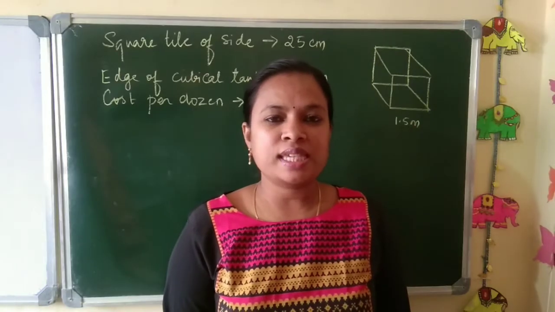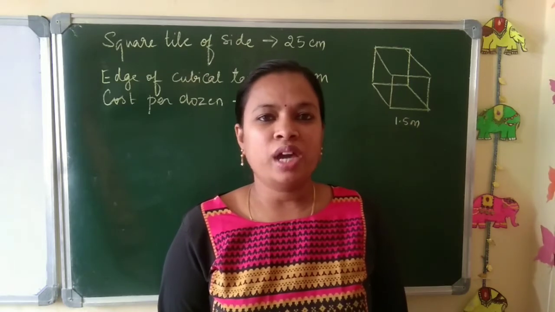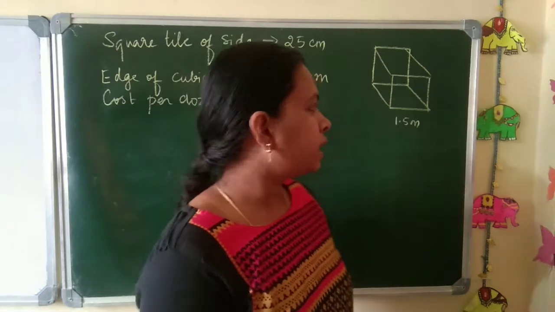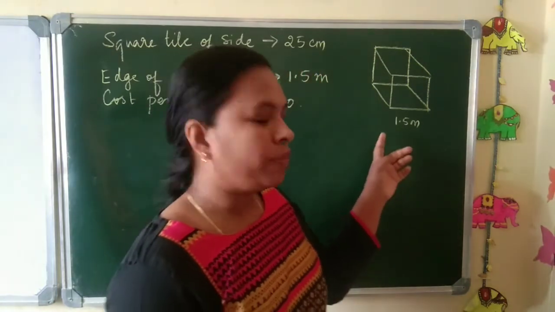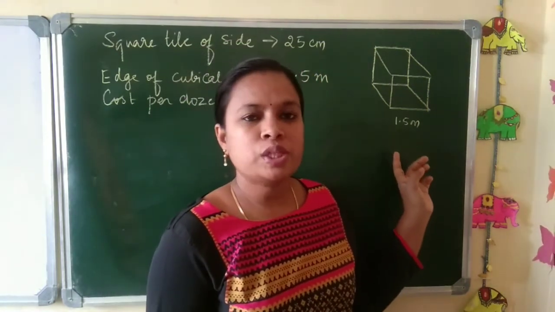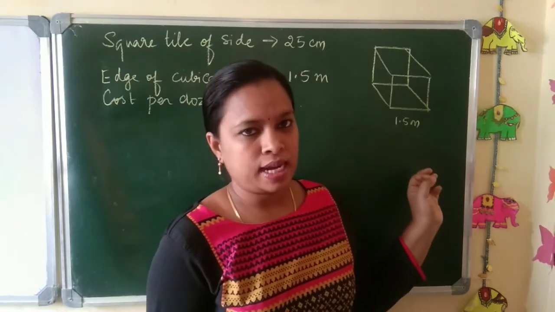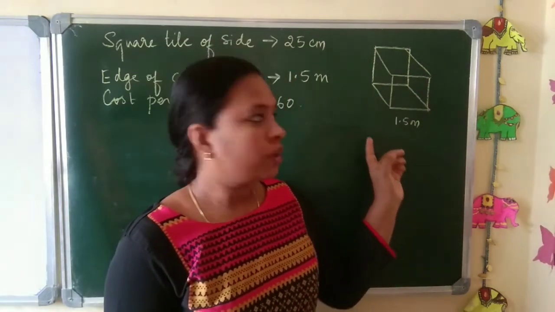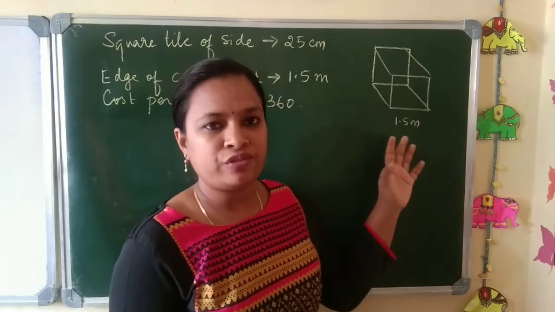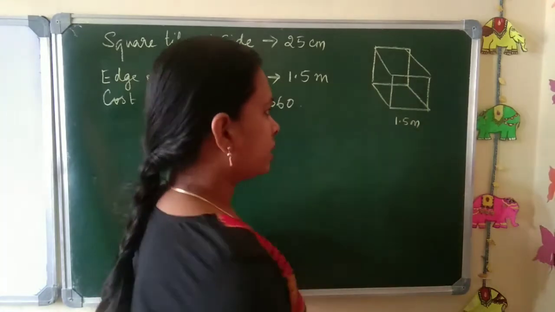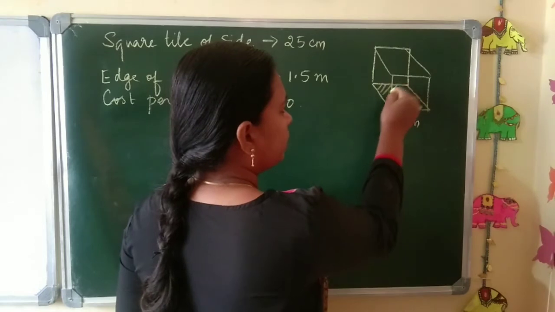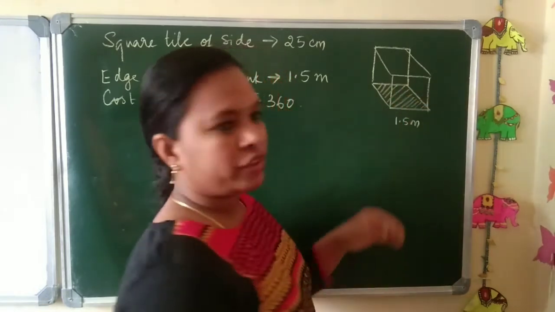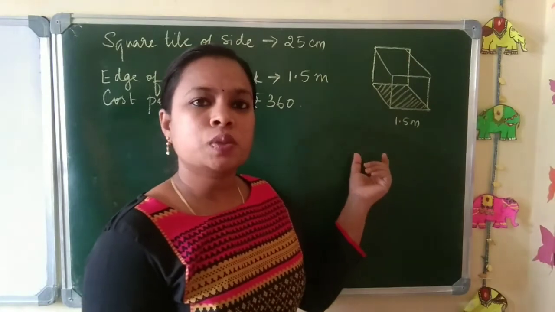Children, now we will see the solution, how we are going to solve this question. This question is related to a cubical tank, so it is better to draw a figure which will give you a better understanding. When you draw a cube, you have to consider only the 5 faces of the tank, because the base is not included here. The rest of it is going to be covered with square tiles.